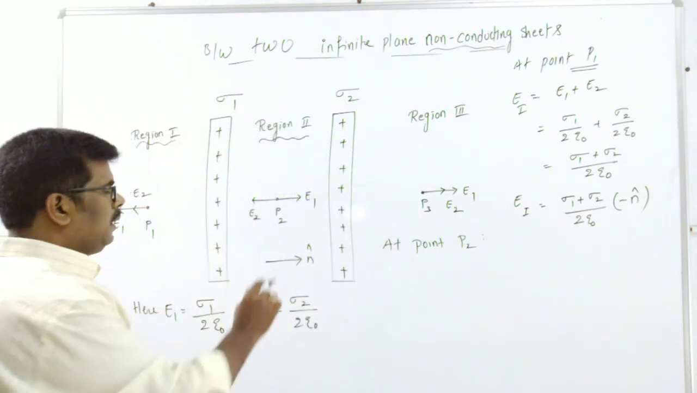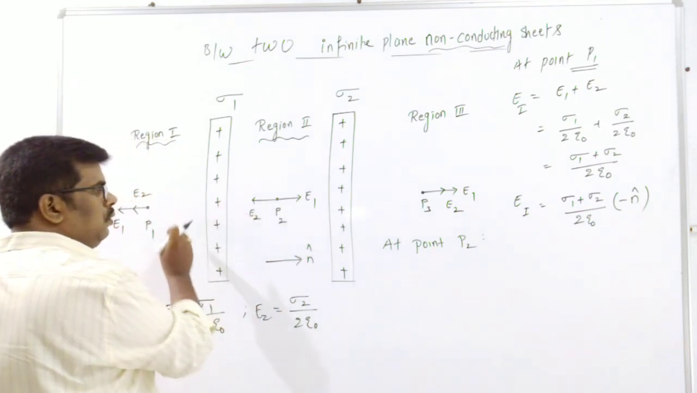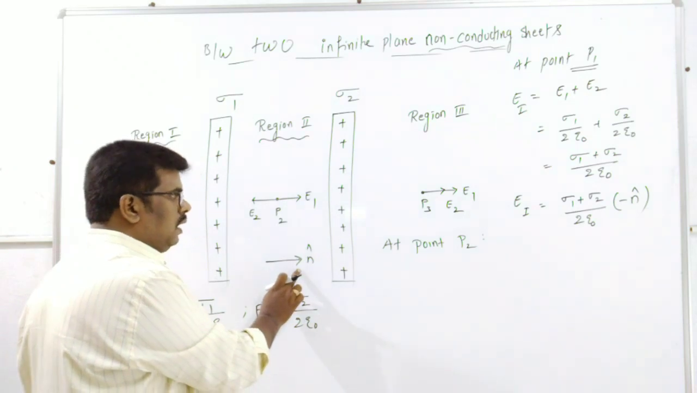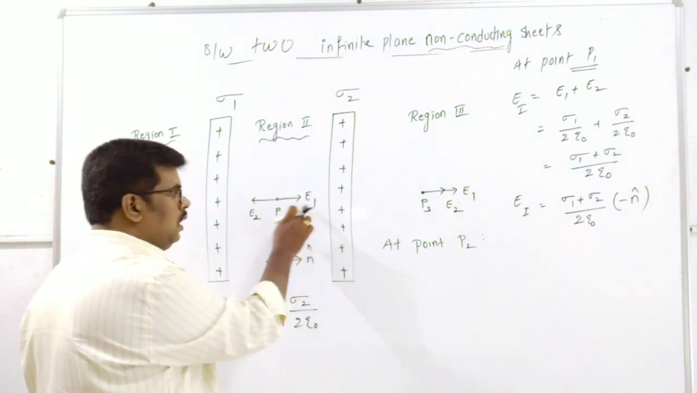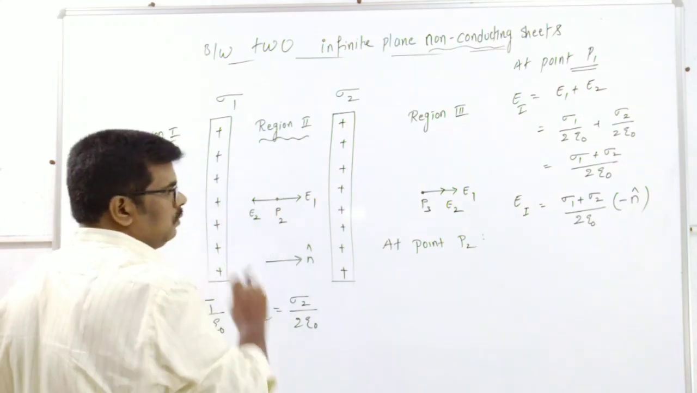You see the electric field intensity E1 is towards the right-hand side, and E2 is towards the left-hand side. So E1 is along the direction of the unit vector, so E1 is positive, and E2 is opposite to the unit vector direction, that's why we will take it as negative.